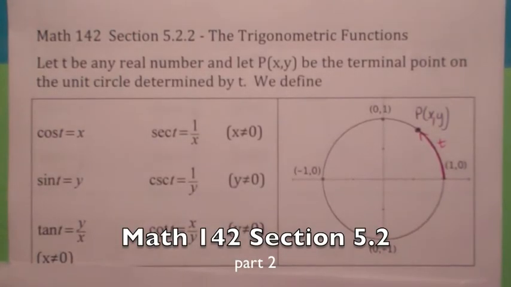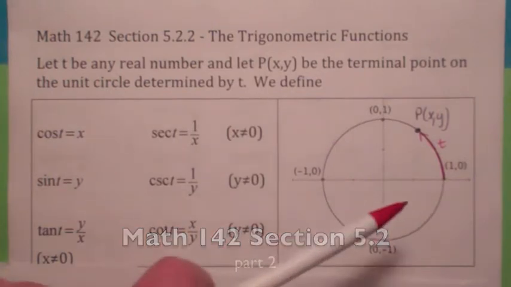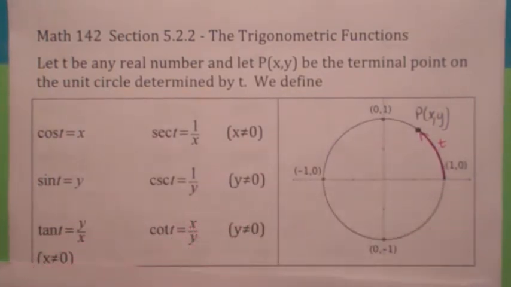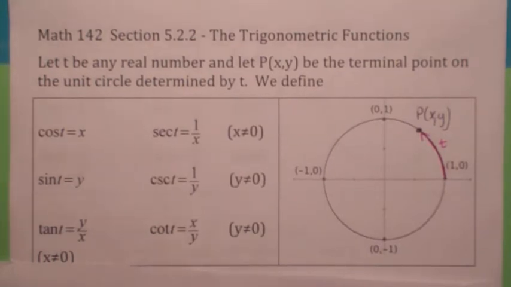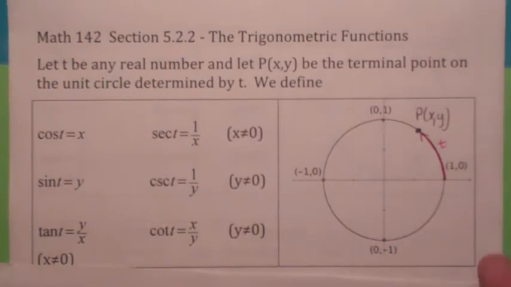Okay, in this video we're going to continue talking about the trigonometric functions in terms of the point on the unit circle if you move around a distance t. Now we're not talking about angles or right triangles or any of that stuff. We're talking about these trigonometric functions in terms of a real number t. The reason we're doing that is because we're going to look at the graphs of these trigonometric functions as functions of real numbers, just like polynomial functions and rational functions and so on.